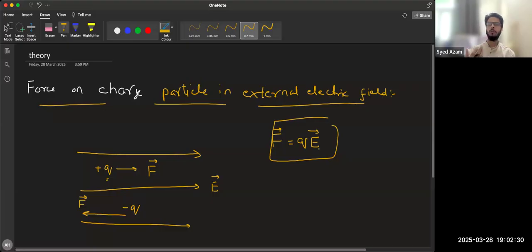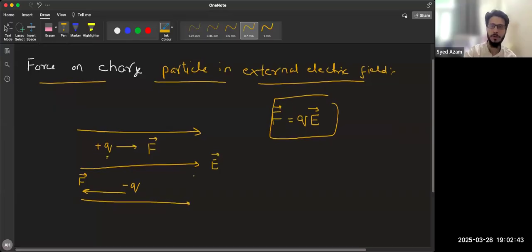So for both the positive as well as the negative charge, the magnitude of force is the same, it's just QE. But if the charge is positive, it will go in the direction of the field. And if the charge is negative, it will go in the opposite direction to that of the field.